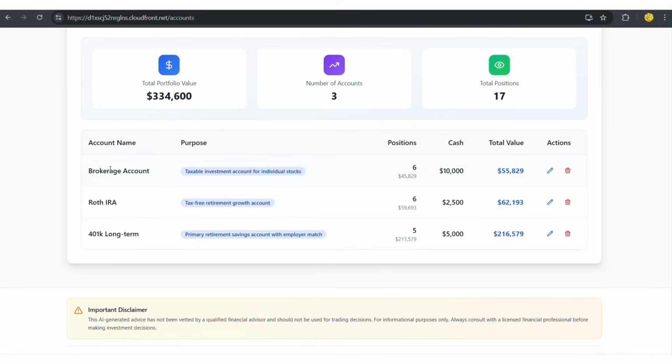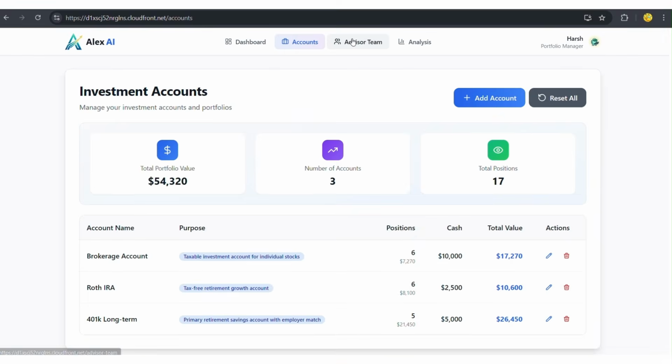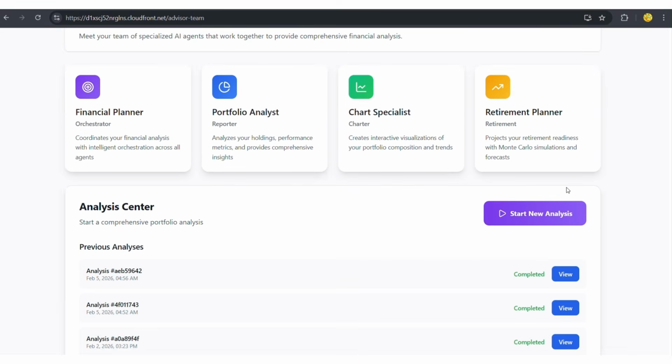Currently we have 3 accounts: a brokerage account, a Roth IRA account, and a 401k long-term account. In the Indian context, it could be a Zerodha account, an EPF account or a mutual fund account also. Each account could have multiple positions. Positions are simply the quantities of stocks or ETFs that we own. Let's now navigate to the next page and trigger our analysis.